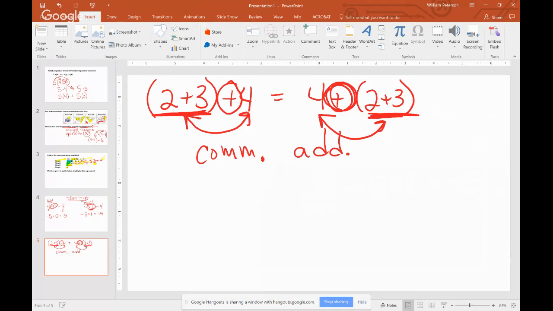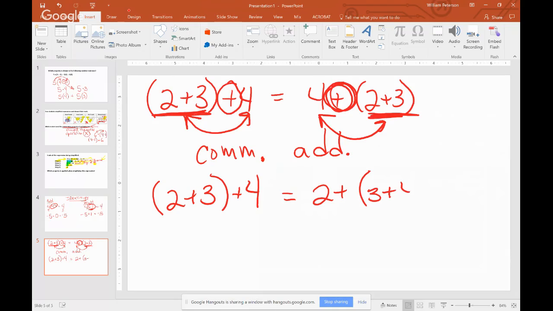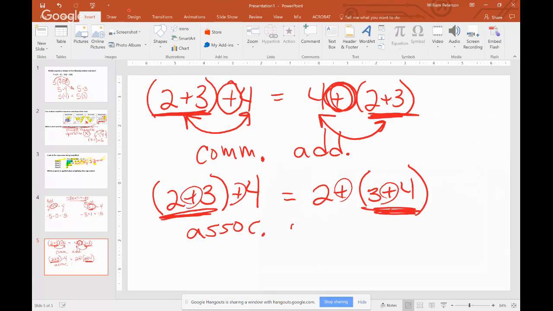And so we have the commutative property of addition here. If this was the associative property, say I had a similar problem, 2 plus 3 plus 4. It might look like 2 plus 3 plus 4 with the parentheses moved, and you can see what's on the inside of the parentheses has changed. So here I would have the associative property. And since I'm using addition all the way across, I have the associative property of addition.